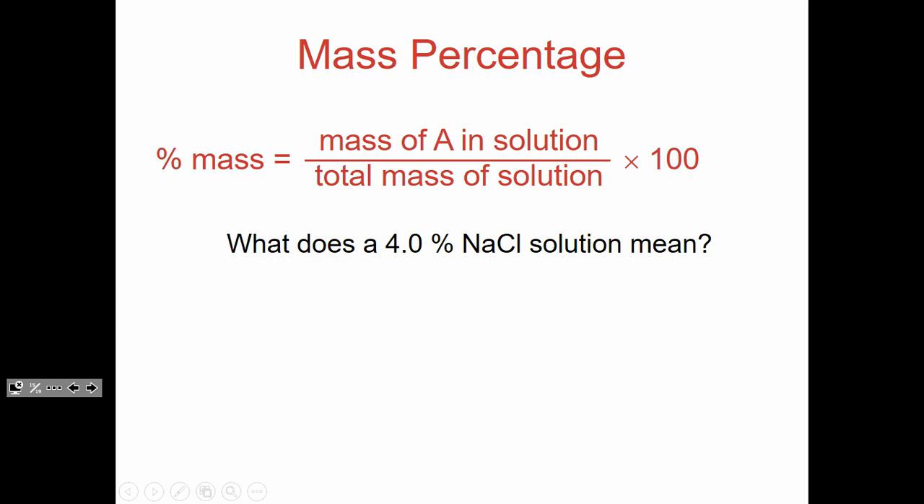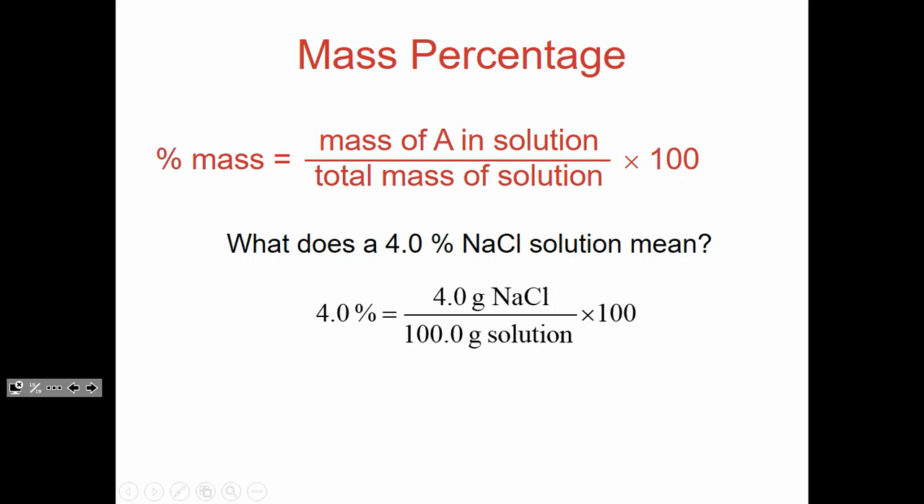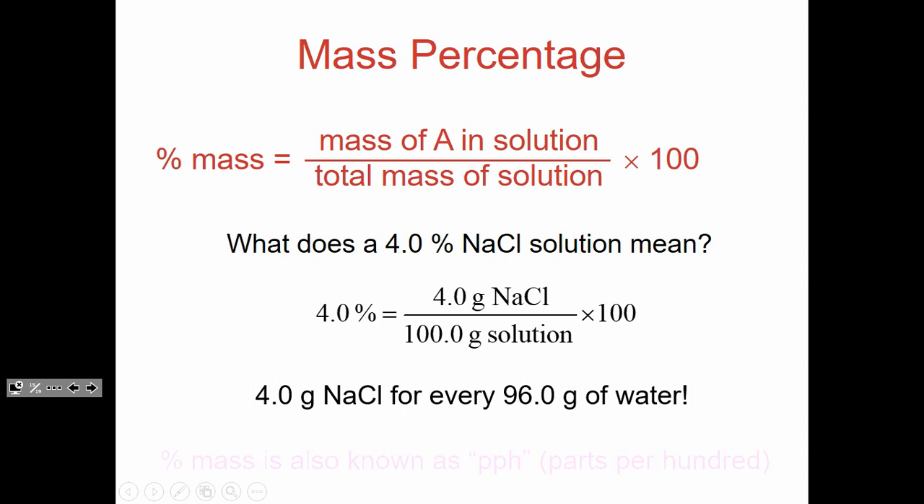So what does a 4% NaCl solution actually mean then? Well, it means that we have 4 grams of NaCl dissolved in 100 grams of, I should say not 100 grams of water, 100 grams of solution. Technically, this would be 96 grams of water because masses are additive, and if we know the total solution is 100 and we know the solute was 4, that must mean our solvent, in this case water, was 96. So that's what a 4% solution means.